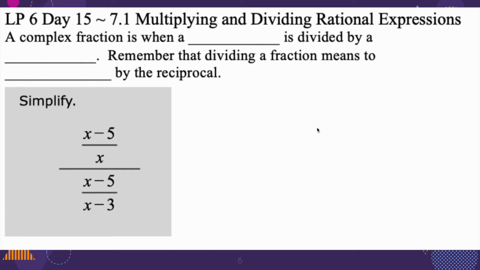All right, so we're going to look at a complex fraction. A complex fraction is a fraction that is being divided by another fraction. Remember that dividing a fraction means that we're going to multiply by the reciprocal.